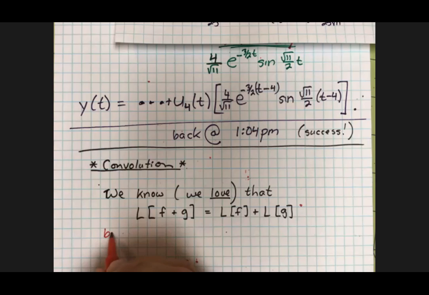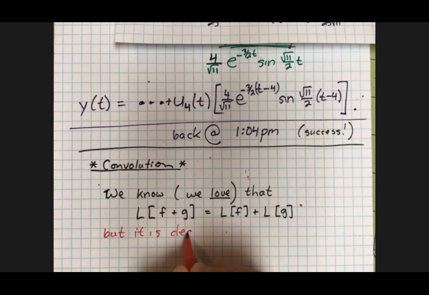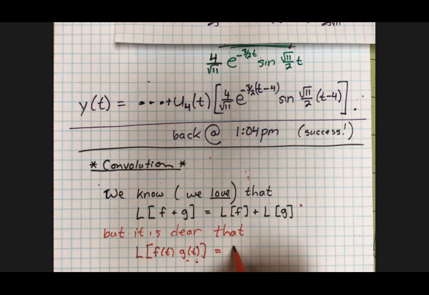But it's clear that you can't take this too far. So what if I had the Laplace transform of f of t times g of t? You might wish that it was the Laplace transform of f of t times the Laplace transform of g of t. But you know, if only from your sheet, that that's ridiculous.